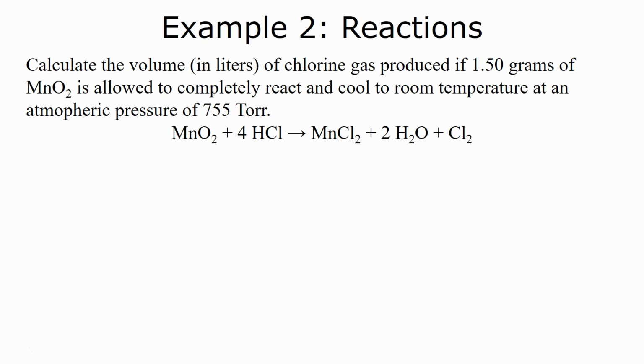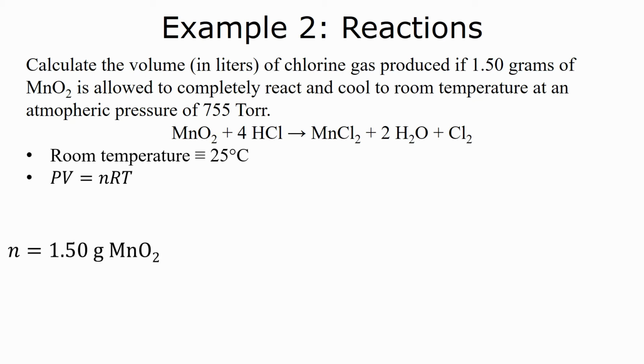Alright, so we need to know that room temperature is defined as exactly 25 degrees Celsius. We need our PV equals nRT. We're also going to have to convert that pressure in torr to atmospheres. Now, what do we need to do first? We need to know the number of moles of gas produced. We know the pressure, we know the gas constant, and we know the temperature.